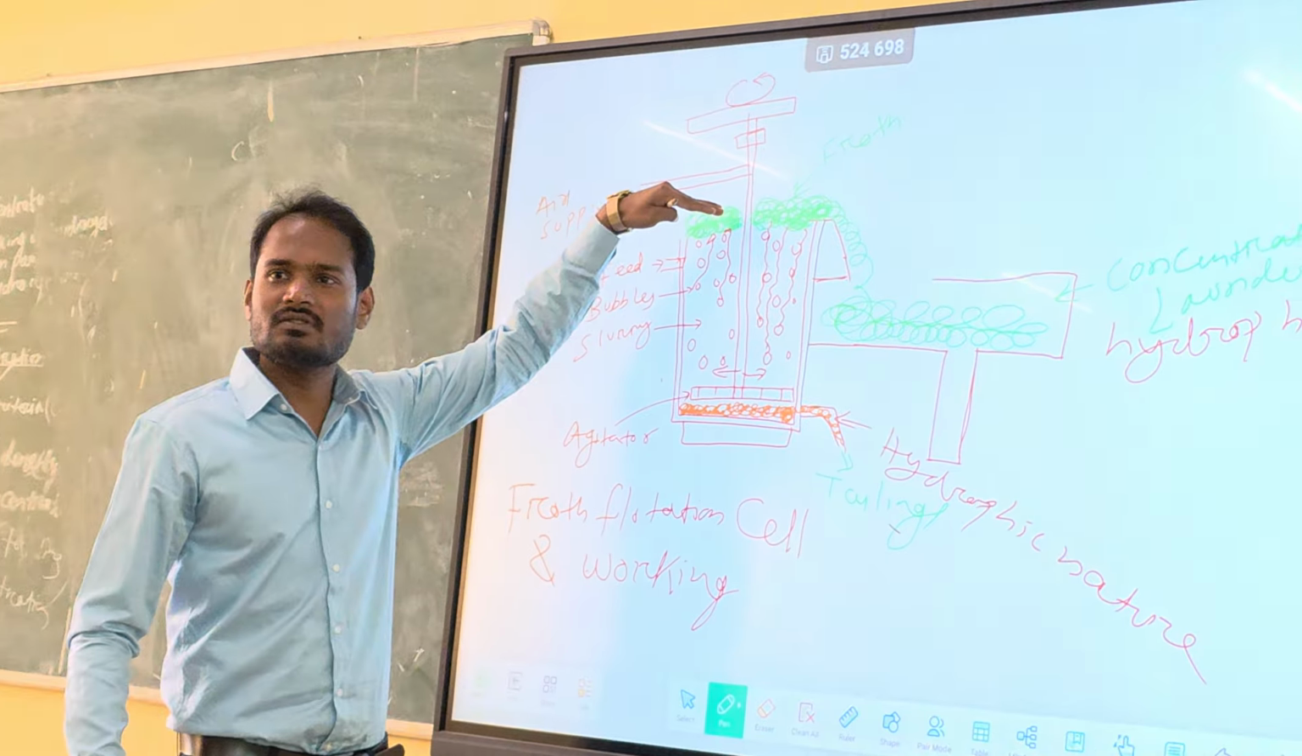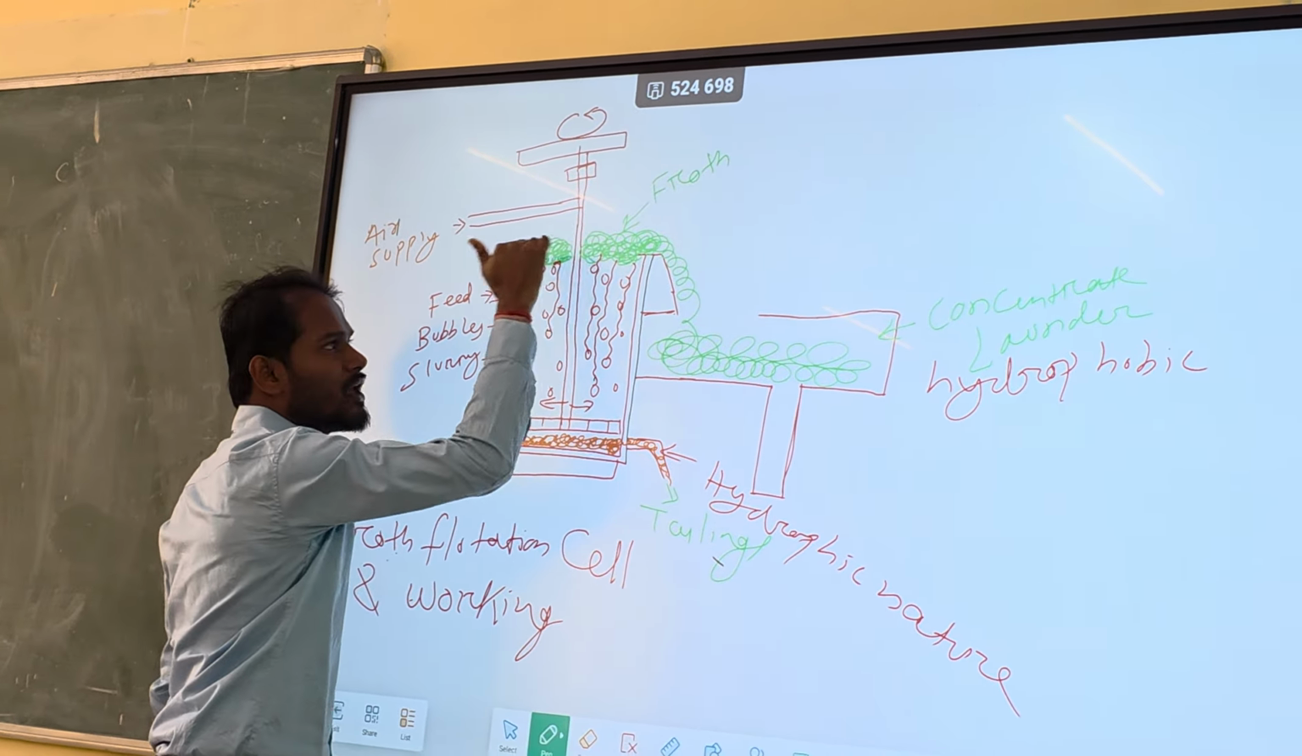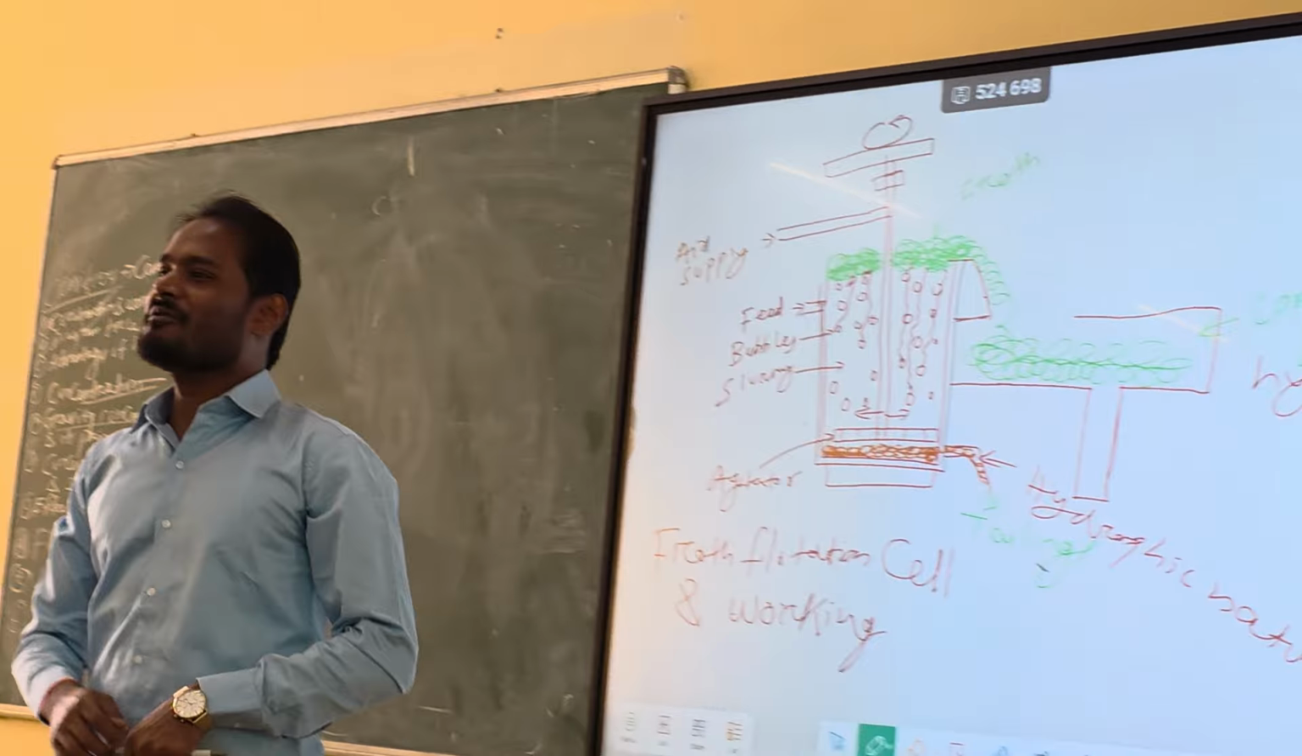Can you tell me why? If they collapse, then what will happen? Suppose air bubbles move and reach the surface. Surface means this is air and this is your slurry. So they will stay here. So if they collapse, then what will happen?